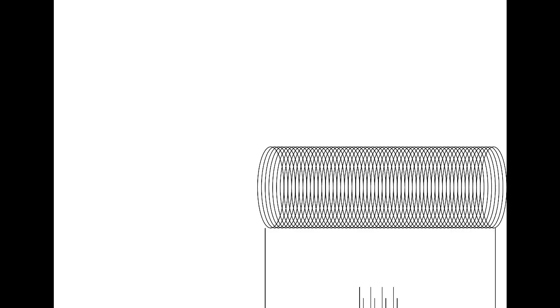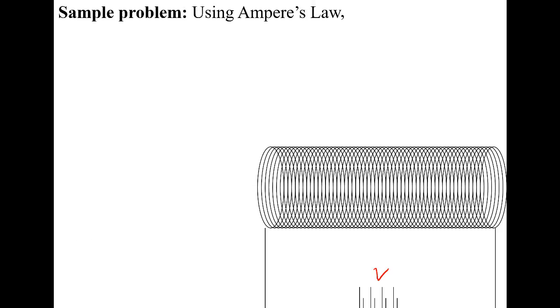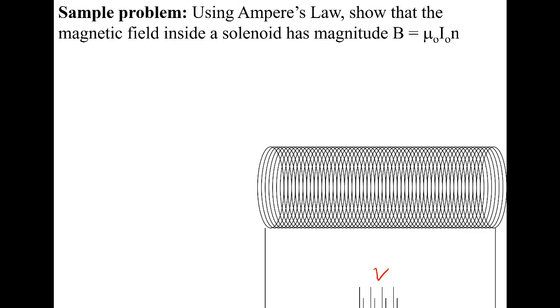So first of all, let's imagine a solenoid, which got a little bit cut off here but has a voltage source at the bottom here. Because of this voltage source, we're going to have a current I, which goes through each of the loops of this solenoid. So this animation is a little annoying, but we want to show that the magnetic field has magnitude B equals mu naught I naught N.